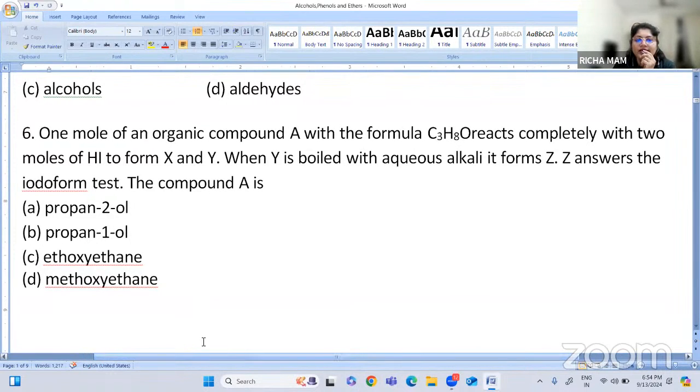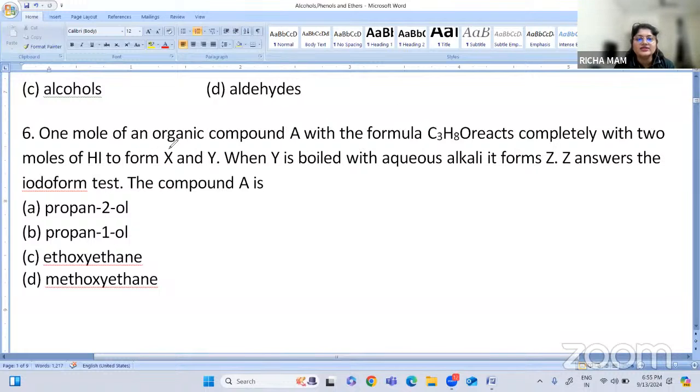1 mole of an organic compound A with the formula C3H8O reacts completely with 2 moles of HI to form X and Y. When Y is boiled with aqueous alkali, it forms Z. Z answers the iodoform test. The compound A is, so which is the compound A? A, propanol, B, propan-1-ol, C, ethoxyethane, and D, methoxyethane. Okay, let us see the stepwise reaction.